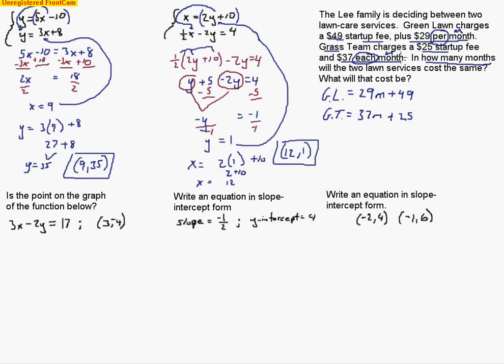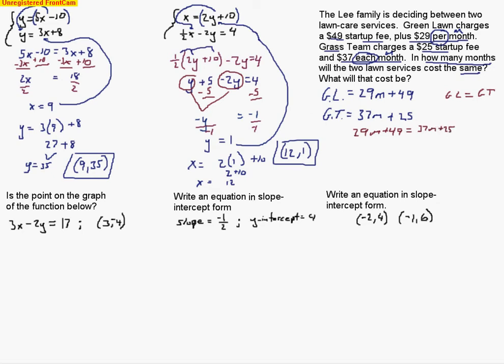So what they want to know is, in how many months will the two lawn care companies charge the same? So you're going to set these two equations equal to each other. You're basically going to say, when is Green Lawn equal to Grass Team? And you're just going to take those expressions that represent each company and set them equal to each other. So 29m plus 49 equals 37m plus 25.